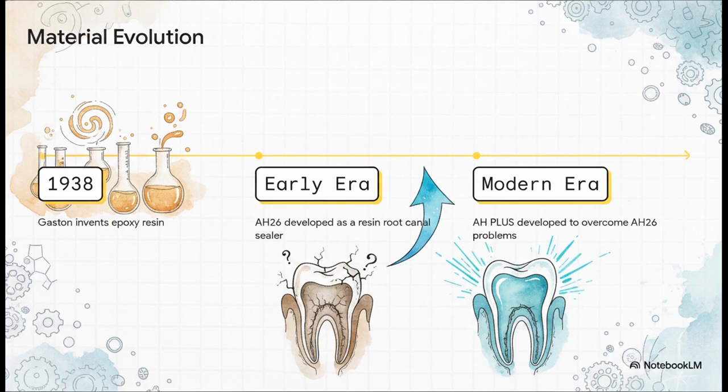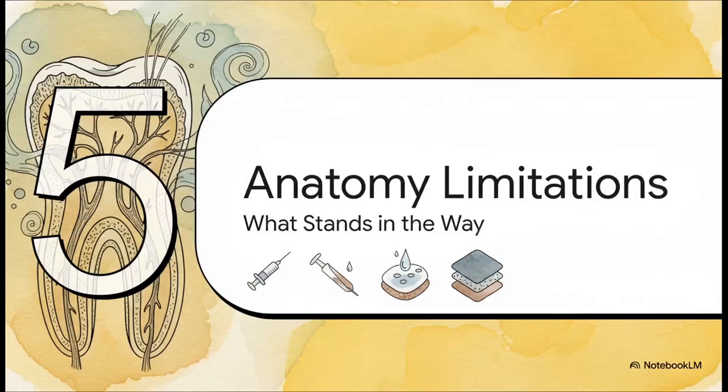The big breakthrough started way back in 1938 when Gaston invented epoxy resin. That eventually sparked the early era of tossing resin into root canal sealers, most famously with AH26. But, actually, AH26 was far from perfect, and that directly paved the way for our modern era. AH Plus was specifically designed to fix the exact problems associated with AH26. So, if you get a sequencing question, it goes Gaston's 1938 epoxy to AH26, evolving directly into AH Plus as the ultimate problem solver. Section 5.